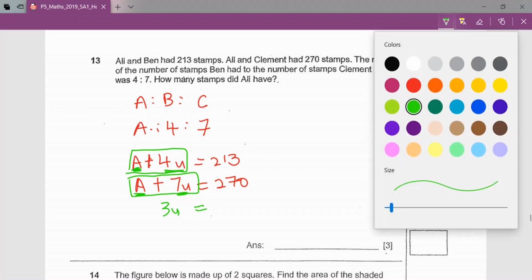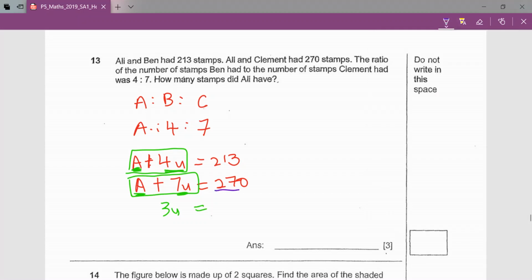So let's look at this side now. What's the difference between this and this? You just minus. That would be 57. 3 units is 57, so 1 unit is 57 divided by 3, which is 19.